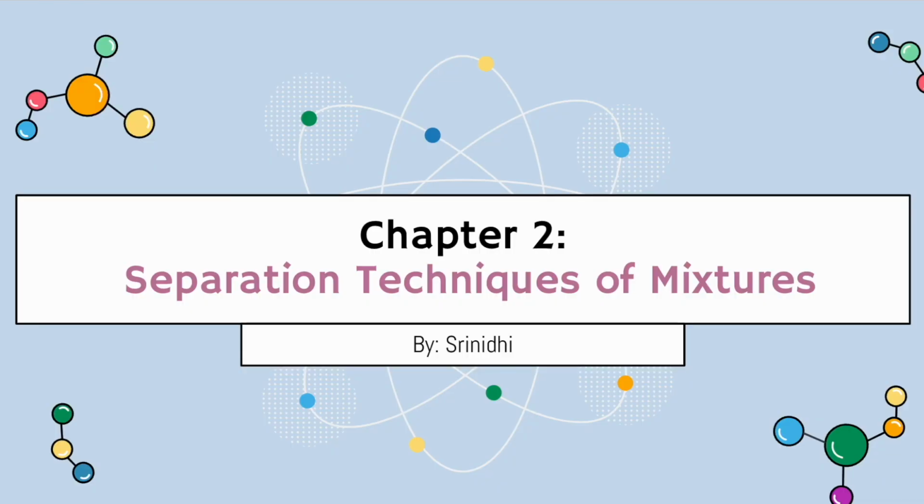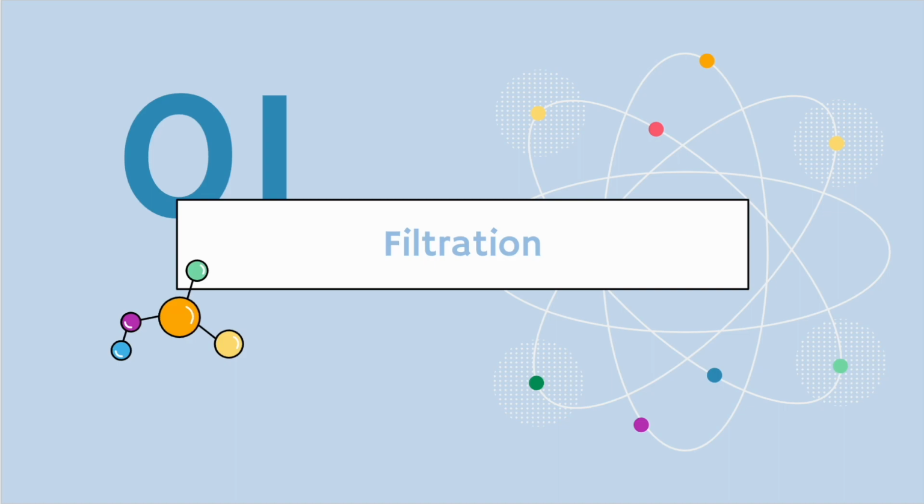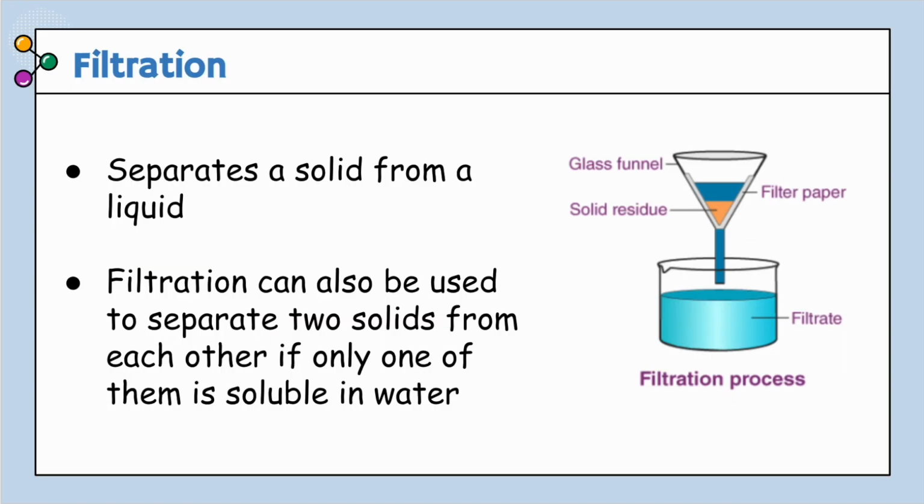Today we're going to be talking about Chapter 2, Separation Techniques of Mixtures. The first technique is filtration. Filtration separates a solid from a liquid. It can also be used to separate two solids from each other if only one of them is soluble in water. The substance left in the filter paper is called the residue, and the liquid that comes through it is called the filtrate. A real-life example of this is making pure salt from rock salt.